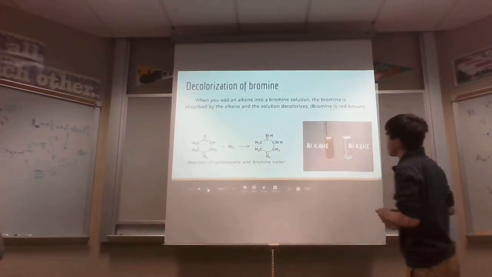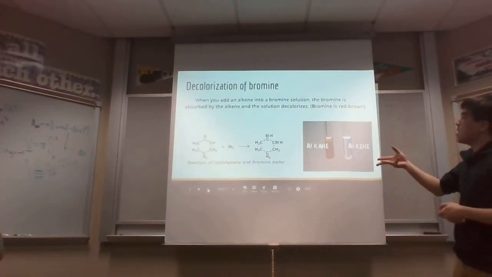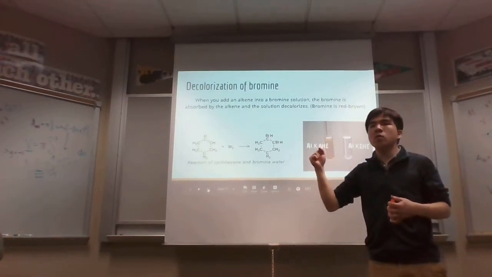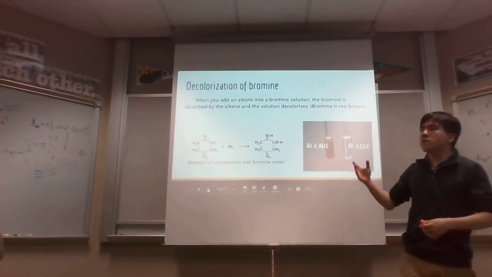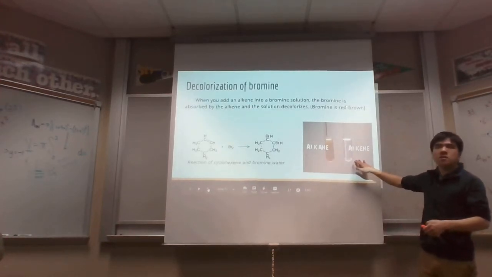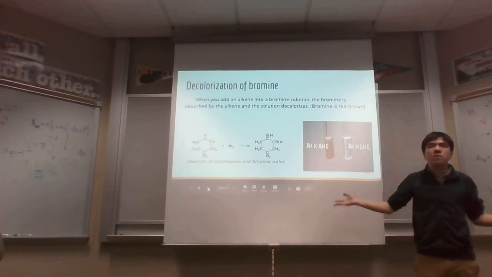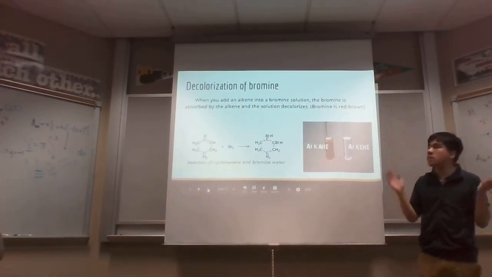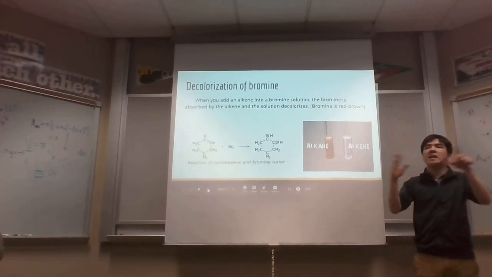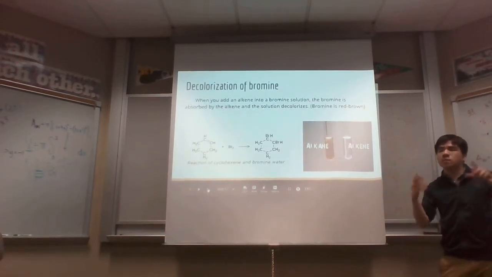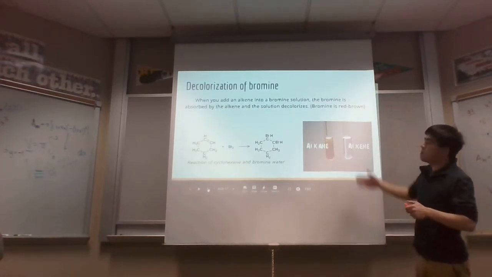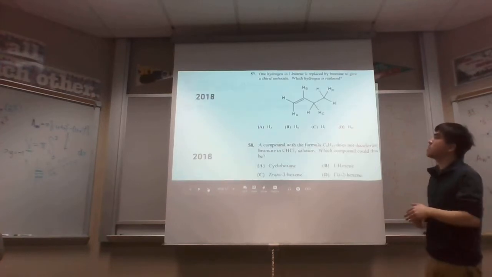So when you take an alkene and put it into a bromine solution, the bromine is absorbed by the alkene, and bromine is naturally red-brown. So the absorption shows itself in the liquid decolorization. If you put an alkane into a bromine solution, nothing happens. With the alkene, the bromine is absorbed and it forms an alkane, because now the double bond is broken and it's an alkane with bromine in it. And so it clears up. So that's decolorization of bromine.